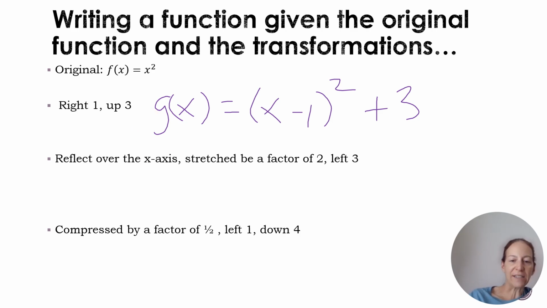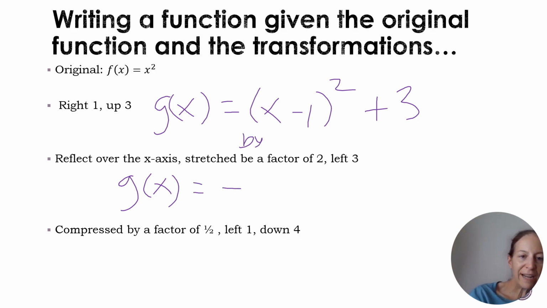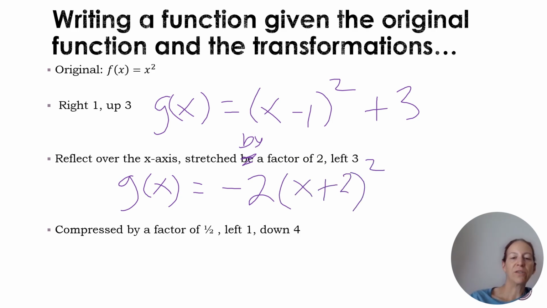Reflecting over the x-axis, that means we're going to have a negative. Stretched by a factor of 2, that means you're going to multiply by 2. And left 3 means we have a plus 3 on the inside. It does not have an up or down, so we're not adding or subtracting anything outside that function. You just go straight through. Again, we're just switching the direction.